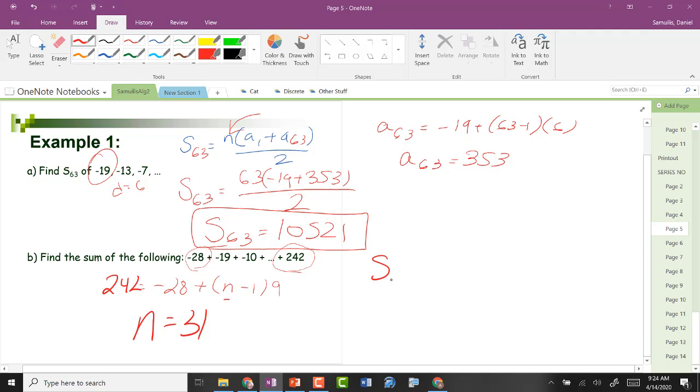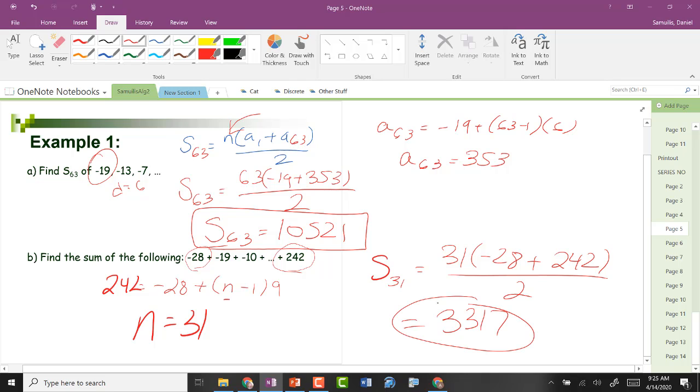So now I can plug it in, S sub n, which we now know I'm finding the sum of the first 31 terms. So I have my n to be 31. I know my first term is negative 28. I know the last term in that series is 242, and divide that by 2. So my sum is 3,317.